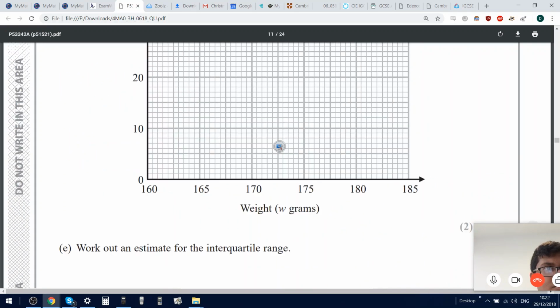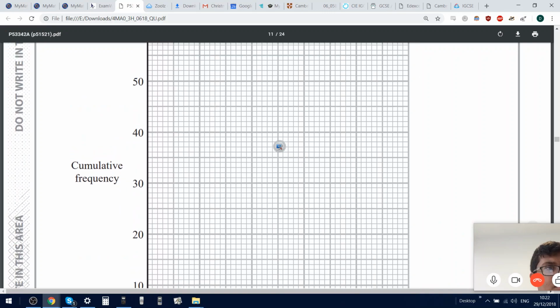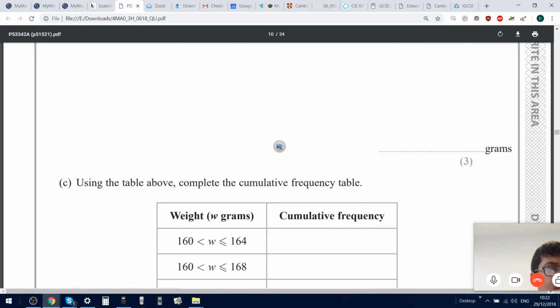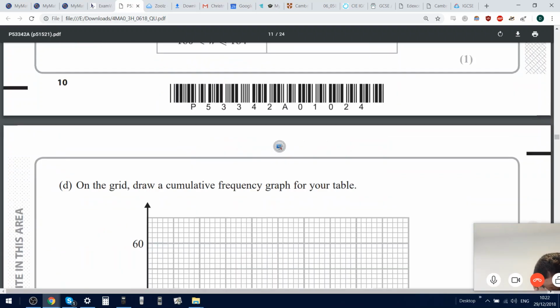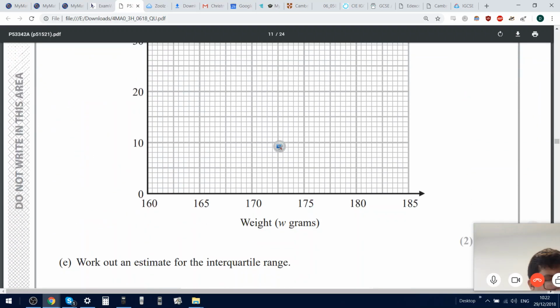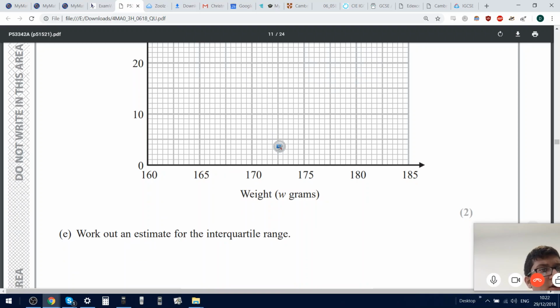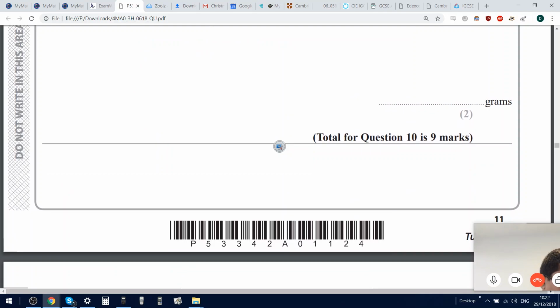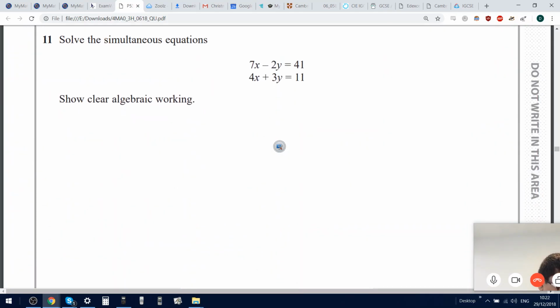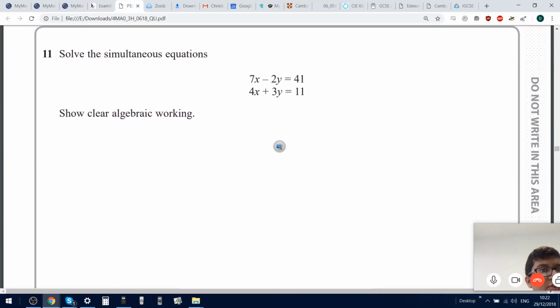How would you find the interquartile range from a cumulative frequency graph? You've got the third quartile of 60. It's 45, so you go to 45 on the y-axis, and where it meets the line, you go down. And then you want to find the first quartile, so that's 15, and you do the same thing. That's it.